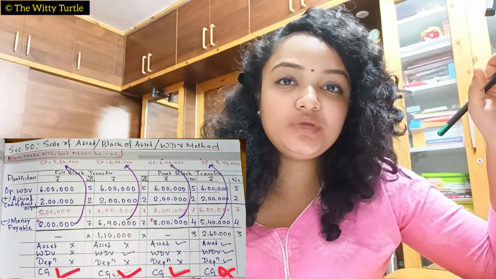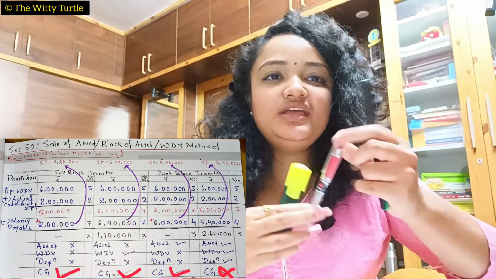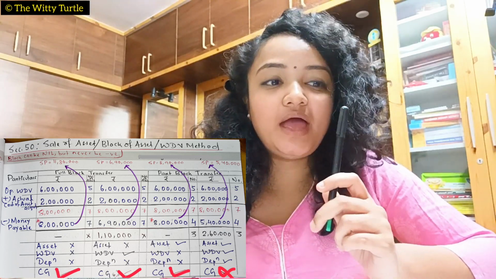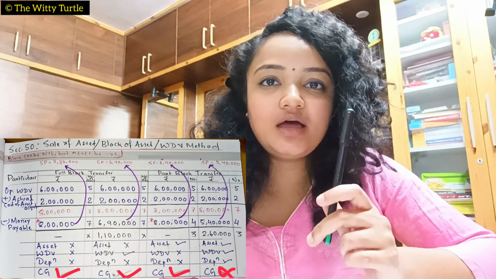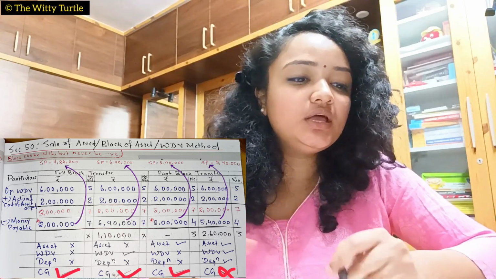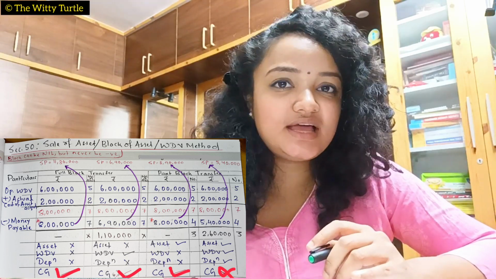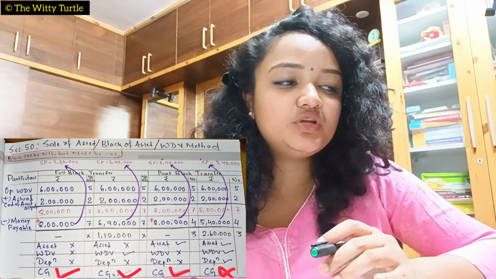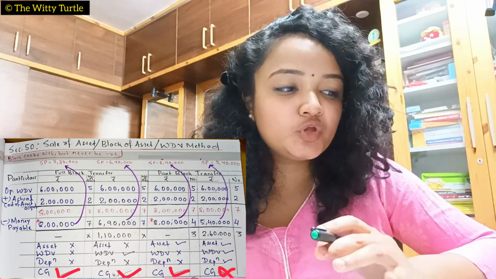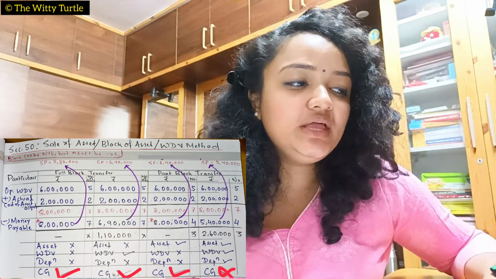Part block transfer means if there are 3 assets in the block, then we are transferring only 2, and some assets are remaining in the block, right? So in the third case, what is happening? Your opening WDV is 6 lakhs, there are 5 assets, and again you are purchasing 2 more assets which cost you around 2 lakh rupees. So the value of the block is becoming 8 lakhs.